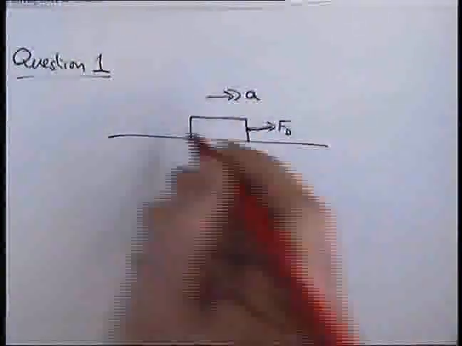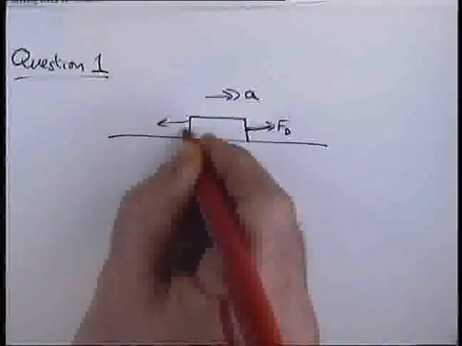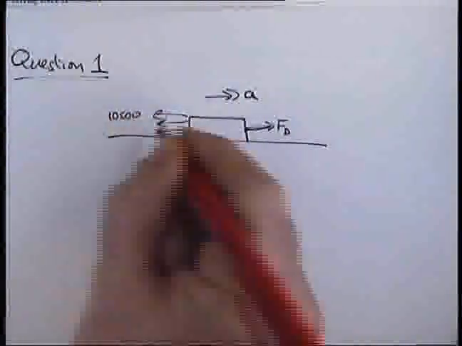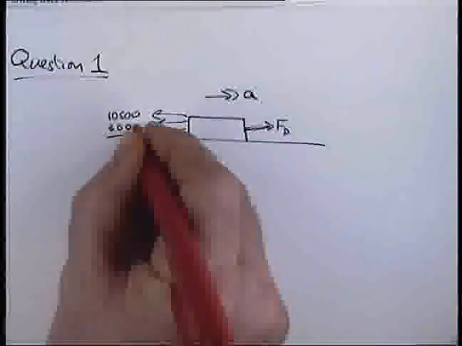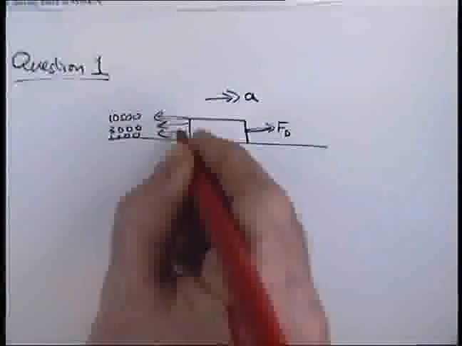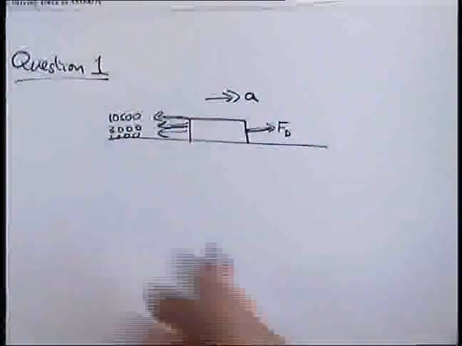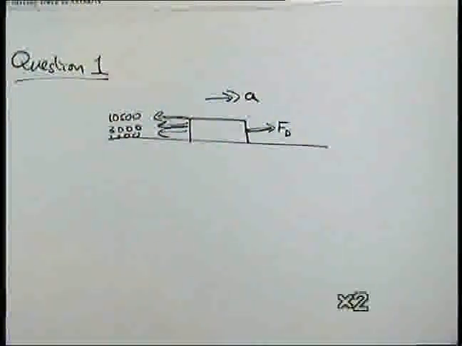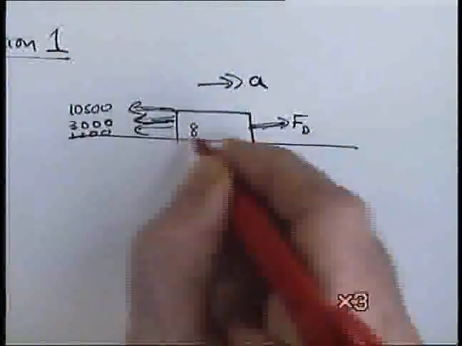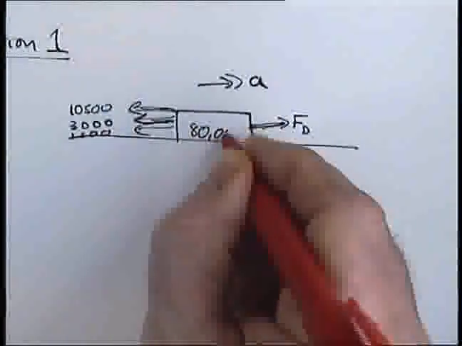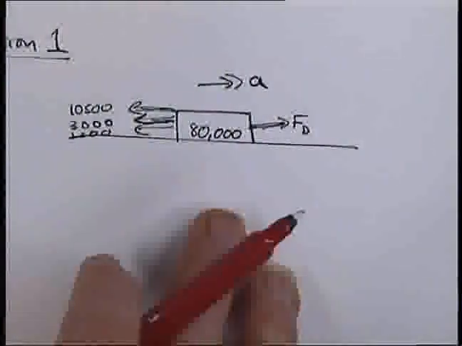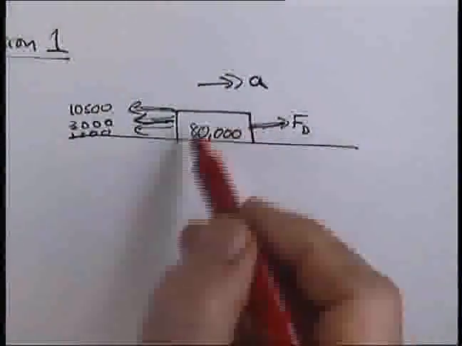Now the forces opposing motion are 10,500, 3,000 and 1,500. You can show them as one single force if you like, and then sum them, or you can identify them as separate forces on the diagram. Now the mass of this particle is 80,000 kilograms. Although we're not given the individual masses of the engine and the carriages, we are given the mass of the entire train.